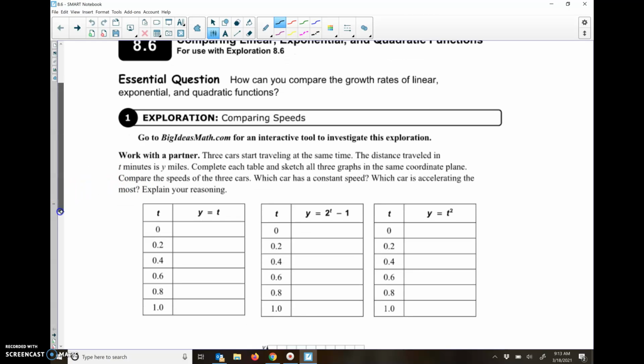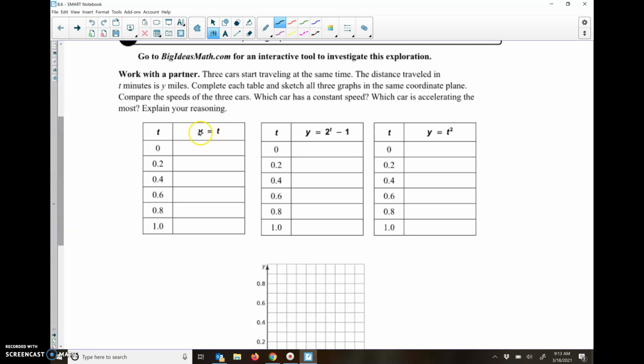So this first one is going to be a linear, y equals t. So nothing funny there. Just a normal y equals mx plus b kind of a thing, except it's just y equals t. So they want us to put in these numbers for t. So if t equals 0, well then y equals 0. If t equals 0.2, then y equals 0.2. Same thing, 0.4, 0.6, 0.8, 1.0.